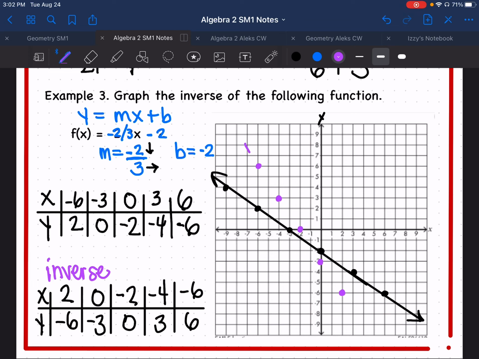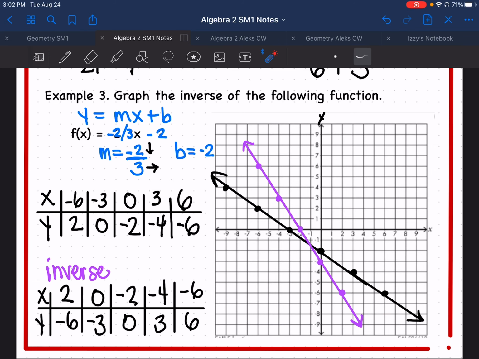I'm going to connect them together. I still got a line. They are intersecting. They are intersecting right here at this point. But that was it. That's all you had to do, is just graph it.